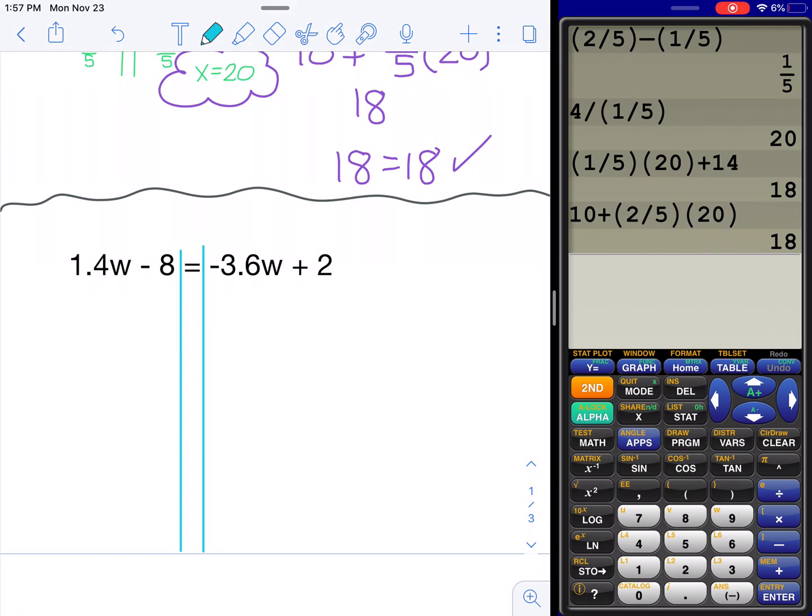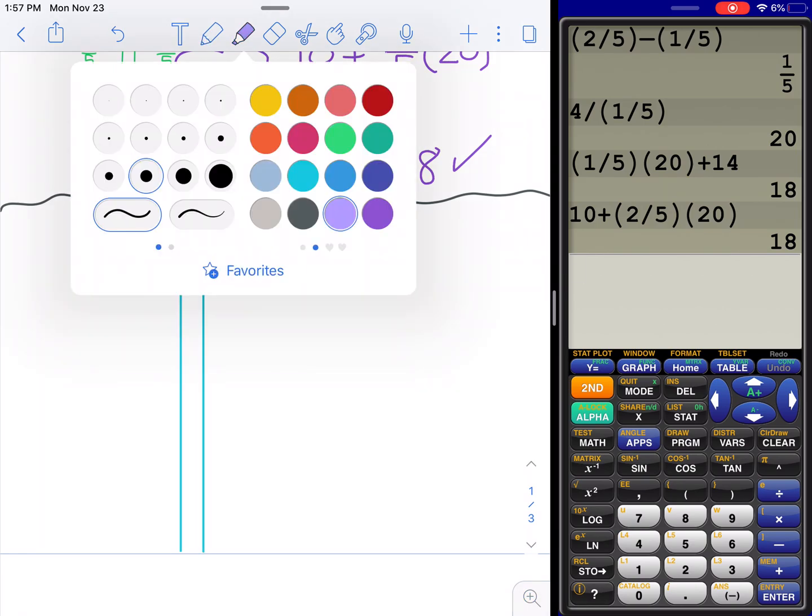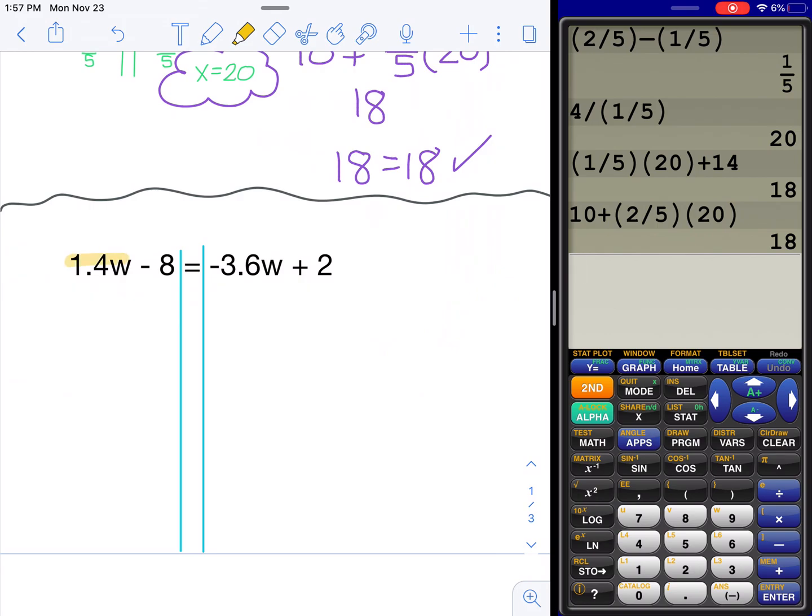And you need to decide which variable is the smaller one to move. So I have 1.4 w's and negative 3.6 w's. I'll give you a hint. The negative is the smaller one. So what's the opposite of minus 3.6? Plus 3.6. All right, pause and continue. Start again when you have a value for w.